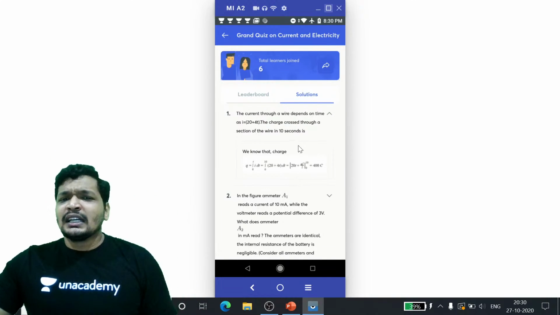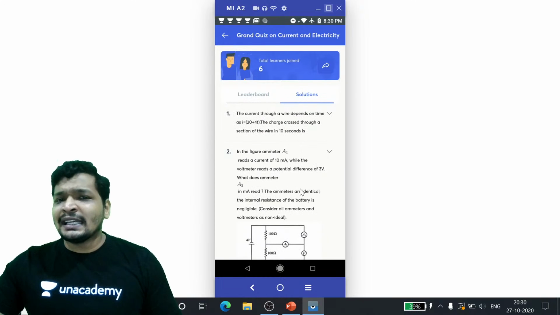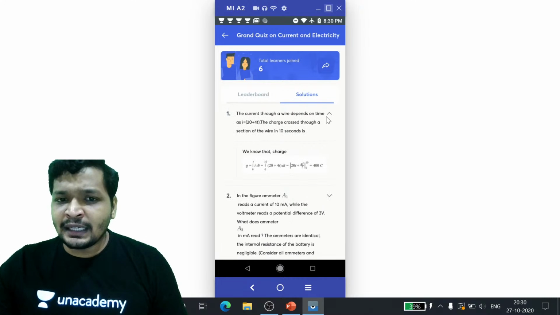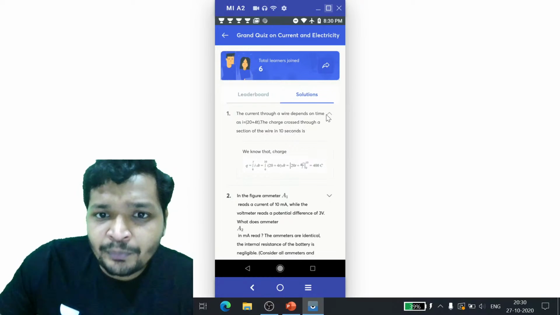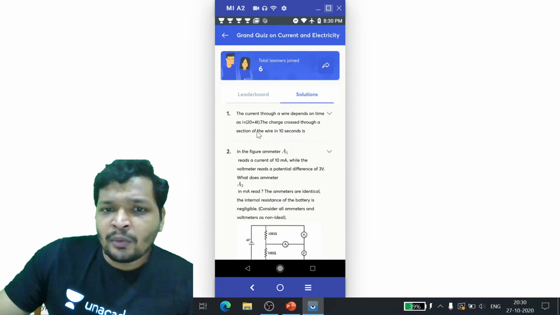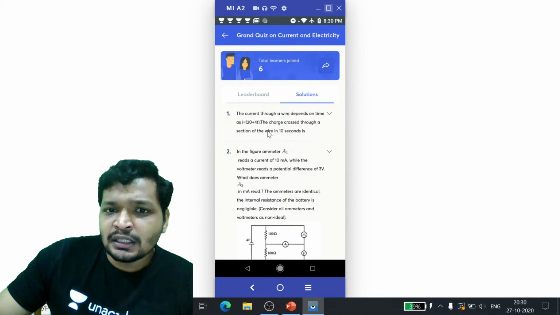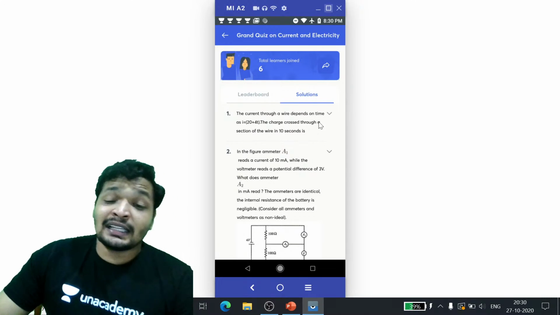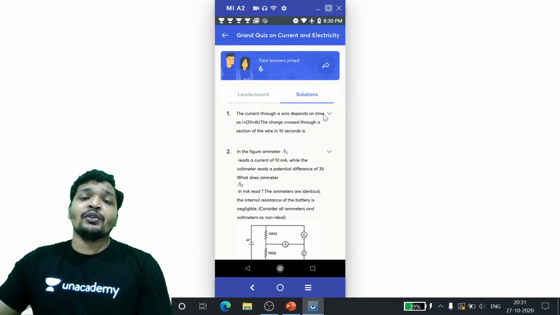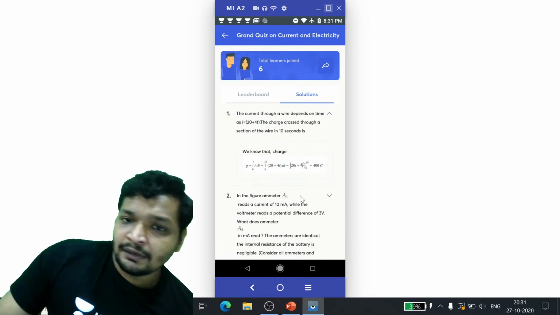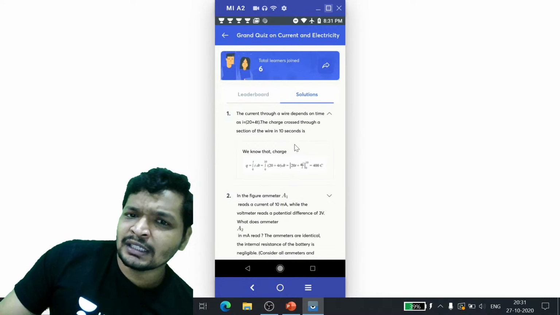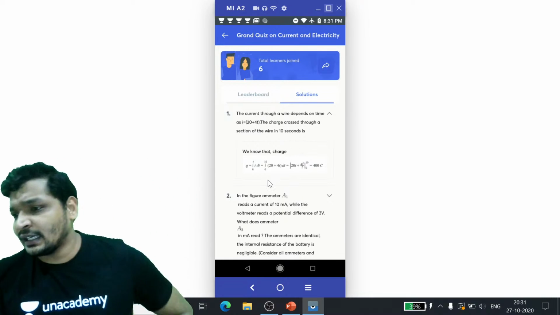And guys, the first question was about integration. It was just simple integration, and I think it was for the total time, not for one time. The current through a wire depends on time like this. Then the current passed through the wire in 10 seconds. It was not at a 10 second instant, but for the total 10 seconds, so you would integrate it. I think I told you the wrong thing earlier. It was for 10 seconds.